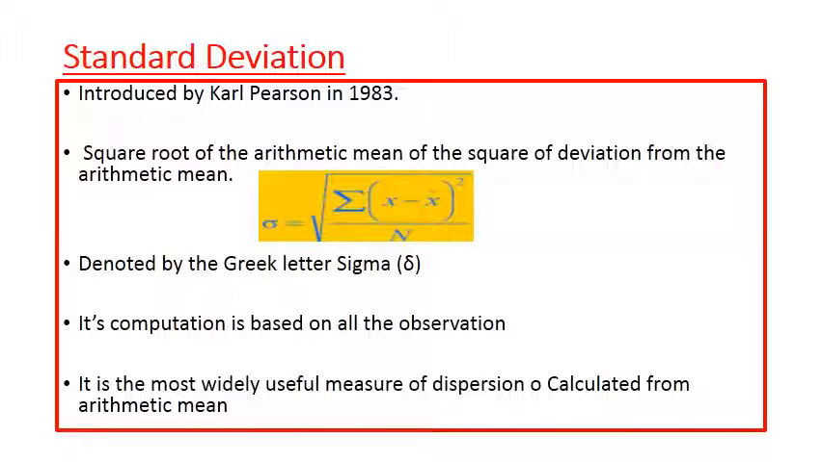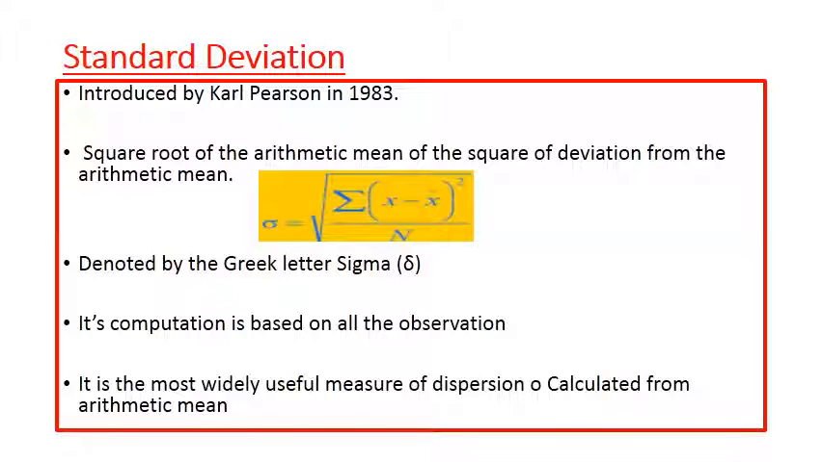You can see we calculate the mean as the sum of observations divided by the number of observations. Here it is the sum of the squares of the deviations divided by the number of observations. You can see the square there, and it is denoted by sigma. Its computation is based on all the observations, as I already told you.